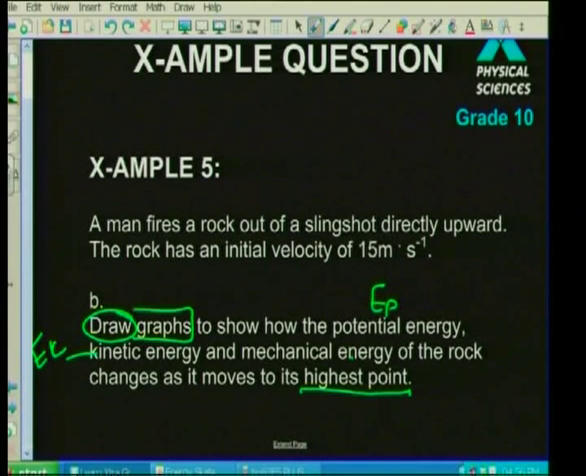Draw graphs. 3 graphs. Potential energy, kinetic energy, total mechanical energy. Now, on the animation I showed you, we were using a bar graph, but it was nice because you could see it move. That's not what we want. In science we never use bar graphs to find information. So let's do some axes.